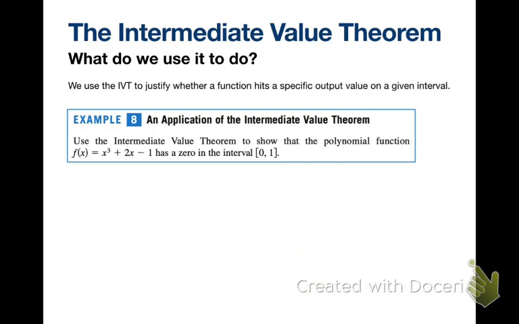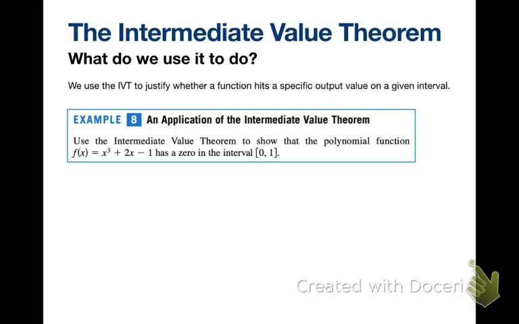So then what do we use it to do? For AP Calculus, what do we use this theorem to do? We use the intermediate value theorem to justify whether a function hits a specific output value, a specific y value, on a given interval. Here's an example without any context to it.